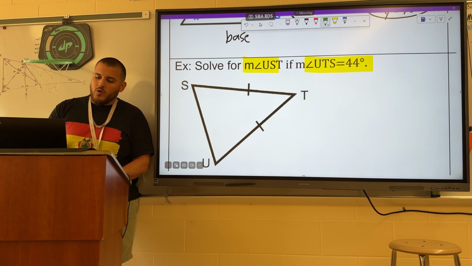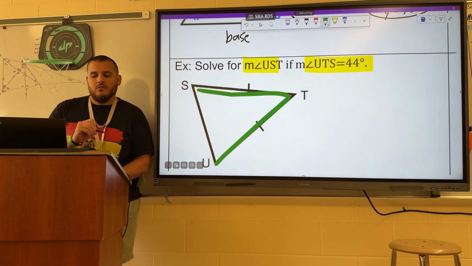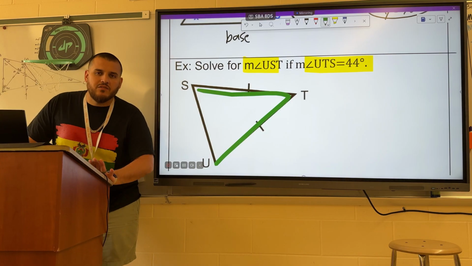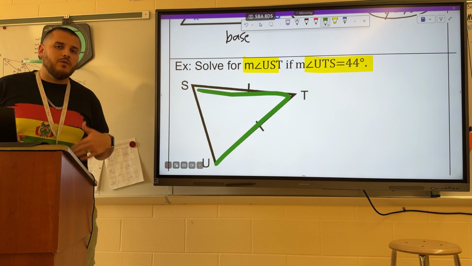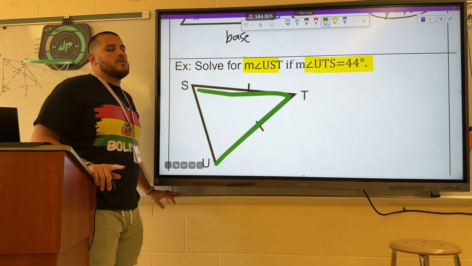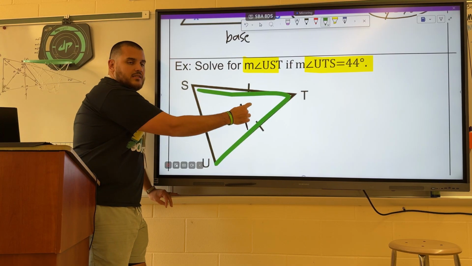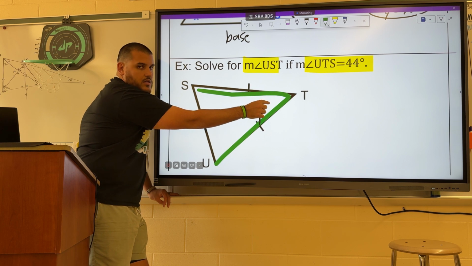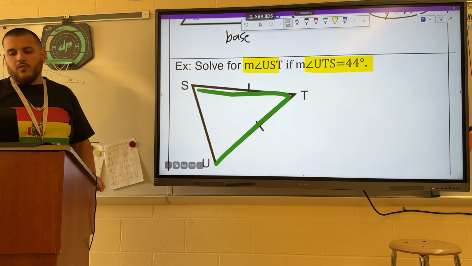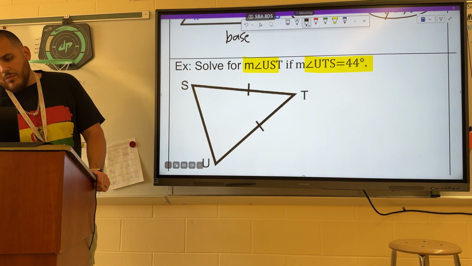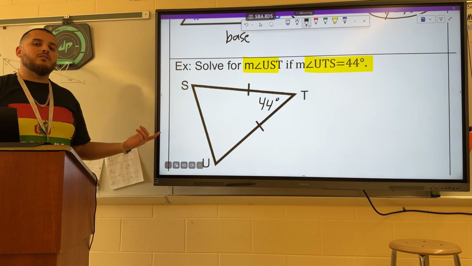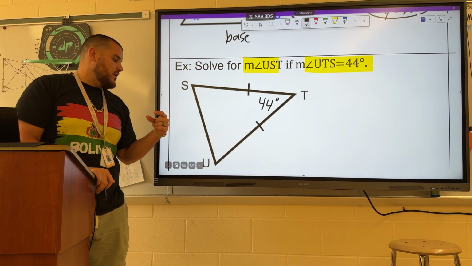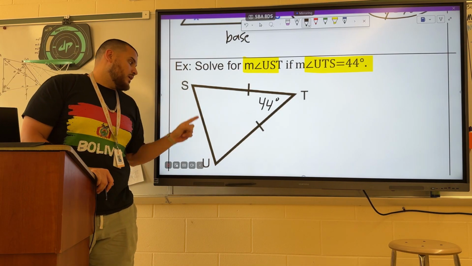A lot of people will say, it's right here, which I get. If you highlight from UT to S, it can help you identify where the angle is. Just remember that the angle itself is the interior of what I've highlighted here. This is angle UTS, so that is where our 44 degrees would be placed in this example. 44 degrees there.